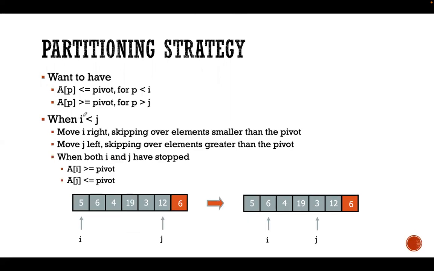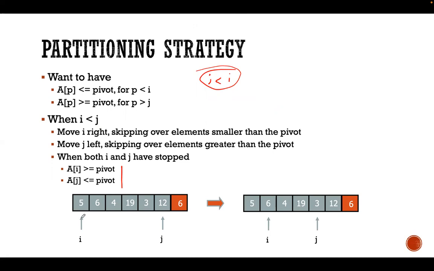Then we are going to move i and j while i is less than j. But if we find that j is less than i, it means it's time to stop. Both i and j will stop only in the case when A[i] is greater than or equal to the pivot or A[j] is less than or equal to the pivot. This is the time when we are going to do the swapping.